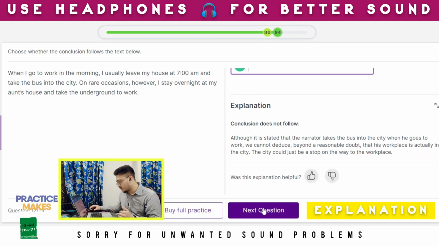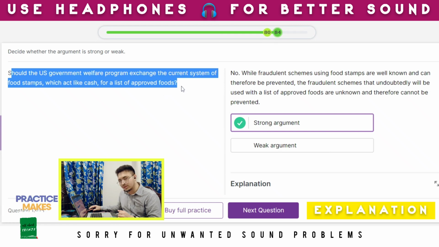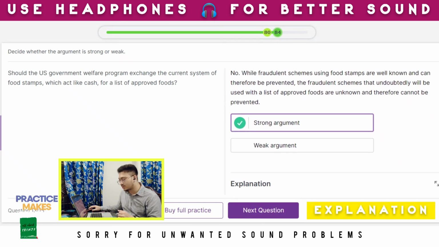Maybe you take out a bus. We don't know. So talking about this one, I think it's one of the easiest parts in the Watson Glaser test or the BCAT test. Should the U.S. government welfare program exchange the current system of... yeah, because the reason that I said it's a strong argument. Okay, I think the reason that I gave it is because the argument is strong.